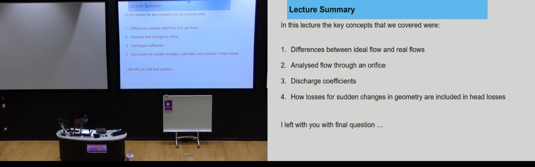In this lecture, we've looked at the differences between ideal and real flows. We looked at flow through an orifice, and we met the vena contracta. We learned how to use discharge coefficients and how loss coefficients are used to account for sudden changes in geometry. And I left you with one final question.